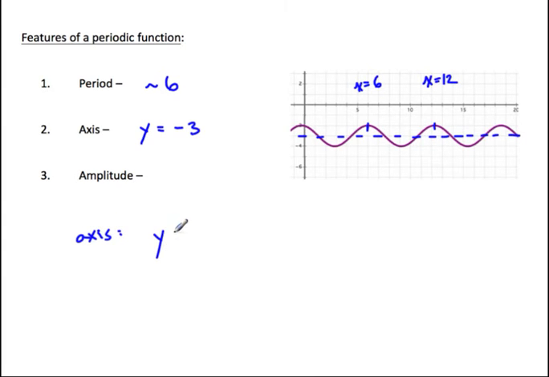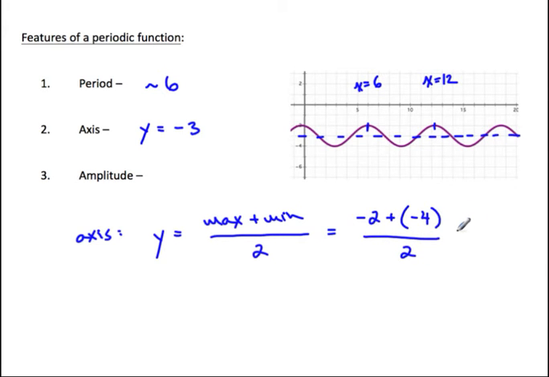And that's that the axis is the average of the maximum and minimum values of the function. So if we take the max and the min and divide by 2, here the maximum value the function achieves is -2, and the minimum value that it achieves is -4. And we divide that by 2, in other words, finding the average, we get -6 over 2, which is equal to -3. So y equals -3 is the axis. And be careful, because the axis is a line, it needs an equation. Because it's a horizontal line, it gets an equation of the form y equals something.